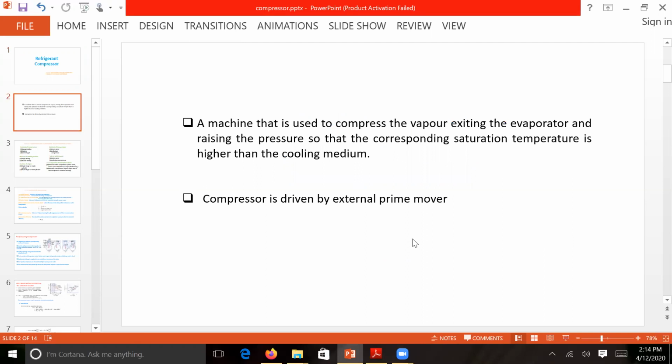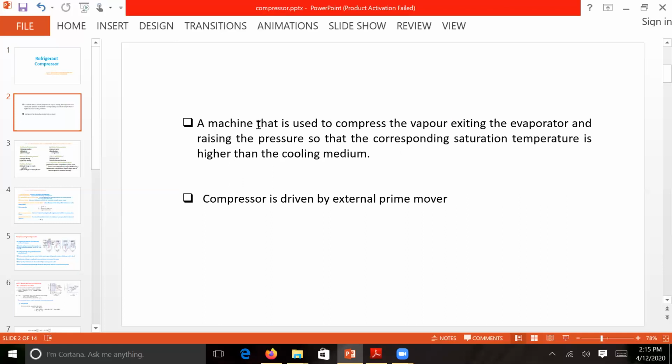Basically, compressors are those machines which increase the pressure of the refrigerant from the low pressure side to the high pressure side. That is, the pressure of the vapor refrigerant leaving the evaporator is raised to the pressure corresponding to the saturation pressure of the condenser, or actually it should be higher than the saturation pressure of the condenser or cooling medium, so that the refrigerant will be condensed at the saturation temperature.